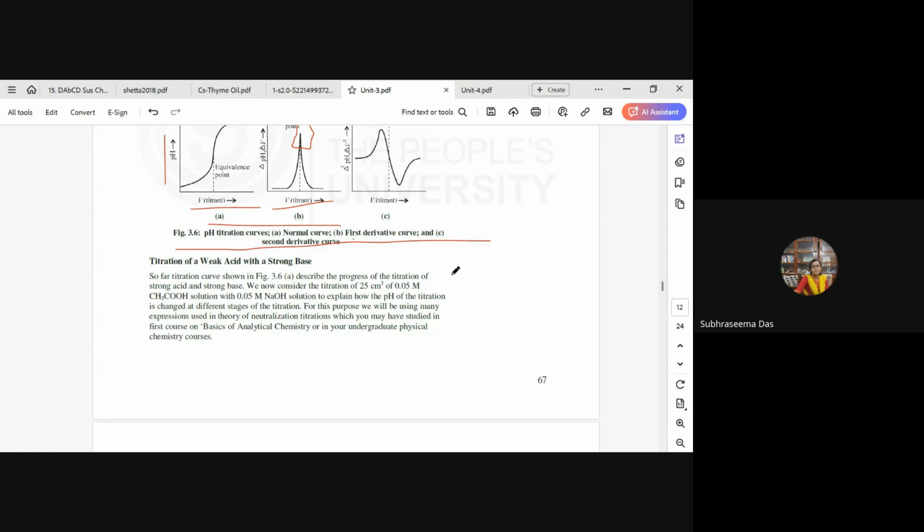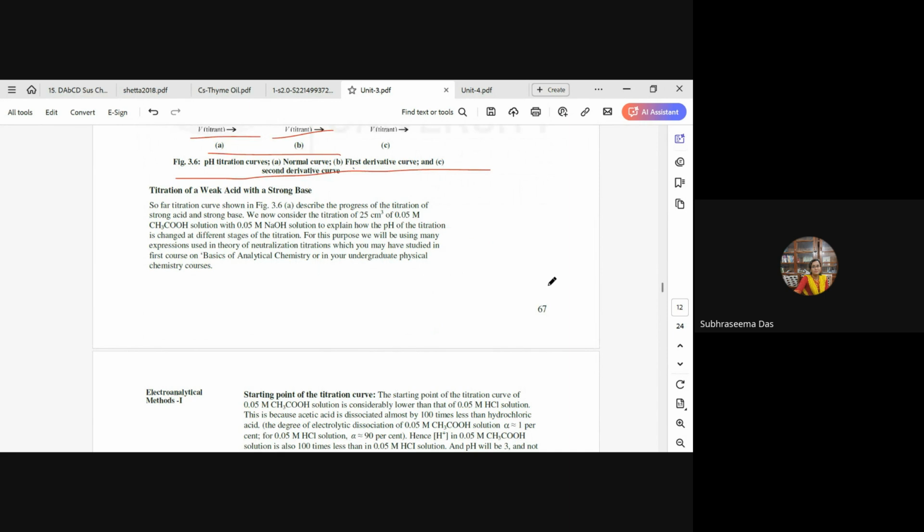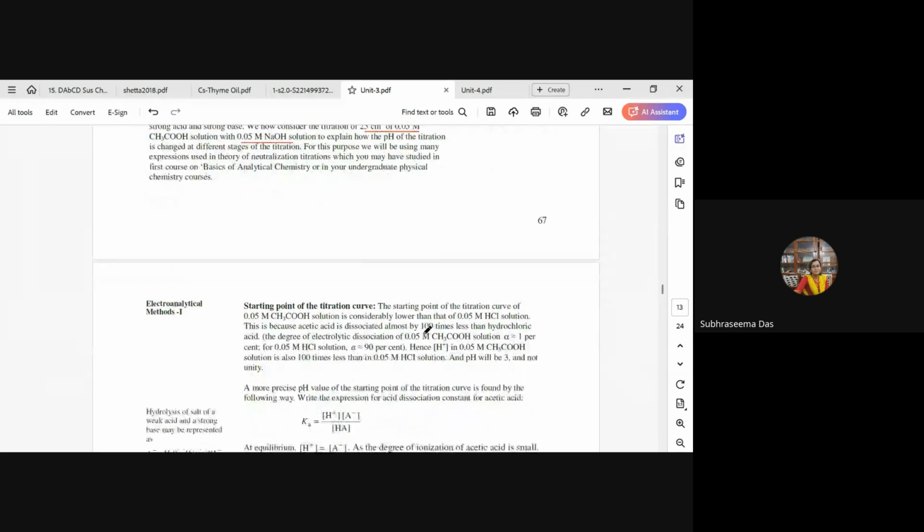So now coming to titration of a weak acid with a strong base. Here we will consider the titration of 25 ml of 0.05 molar acetic acid with 0.05 molar sodium hydroxide. So this is a weak acid and a strong base.